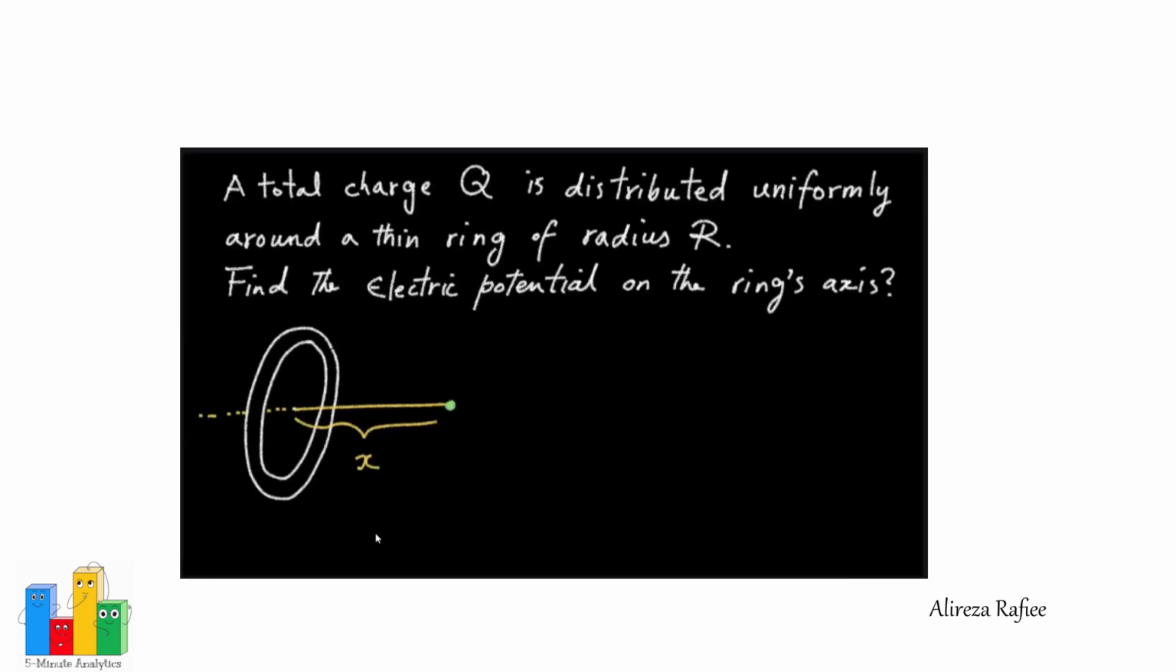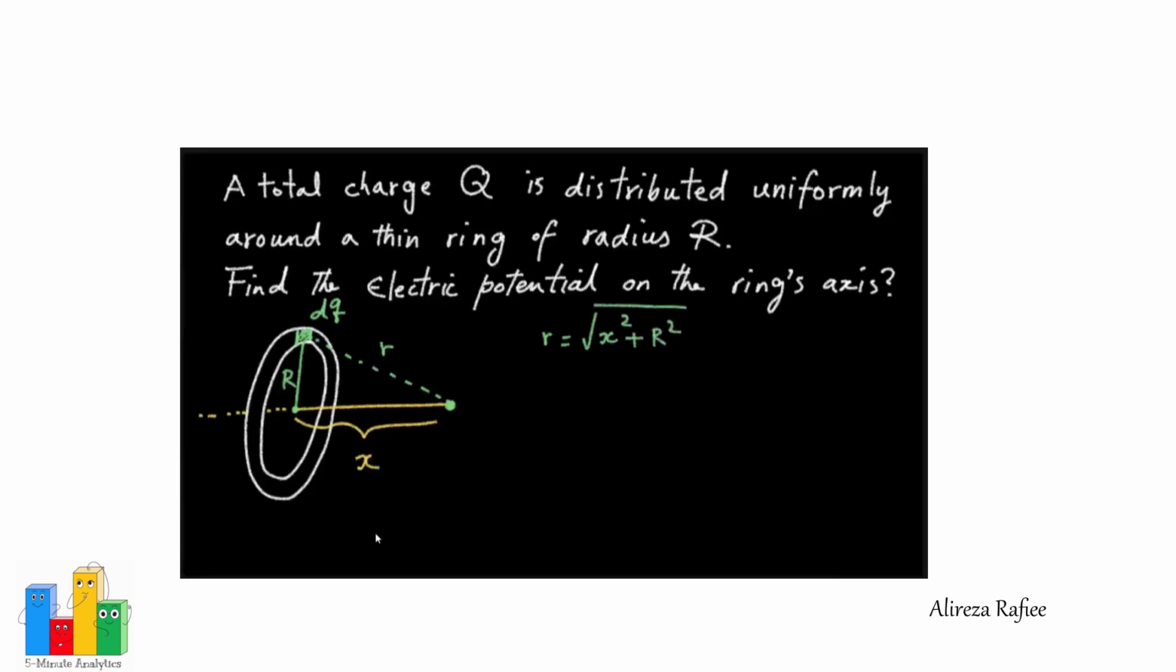So what I will do is I'll pick a little tiny dq, a little tiny charge here. From the center, its distance is r. I can calculate the electric potential due to this little tiny dq at this point. I only need to know the distance between them. Let's call this one lowercase r, and it can be calculated from x squared plus r squared.